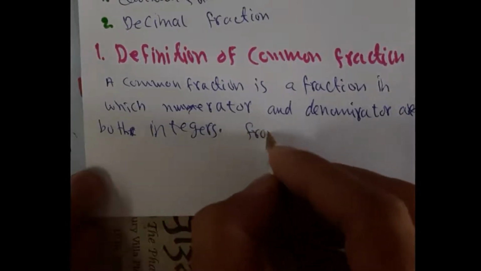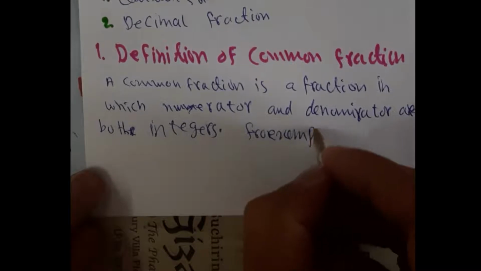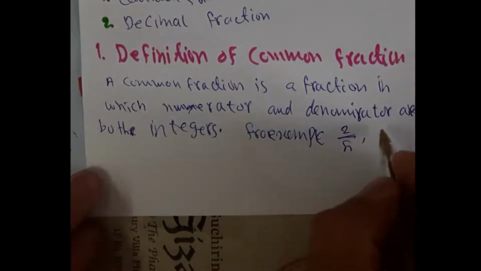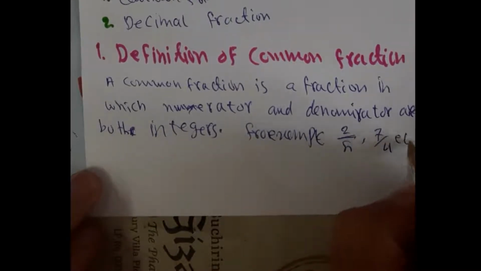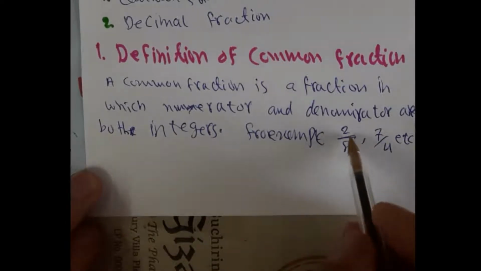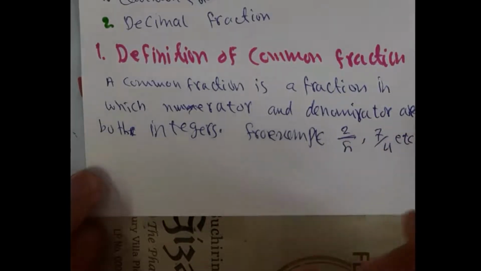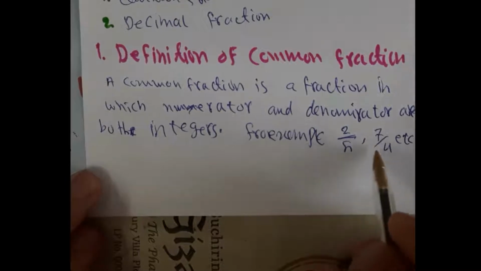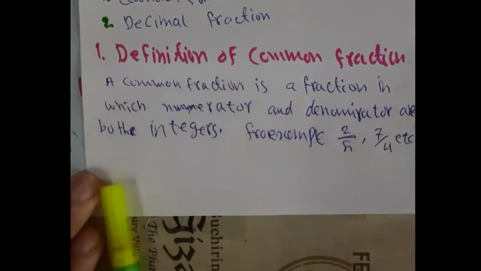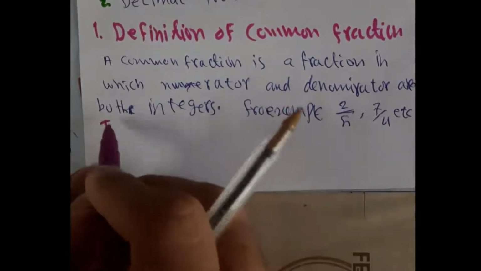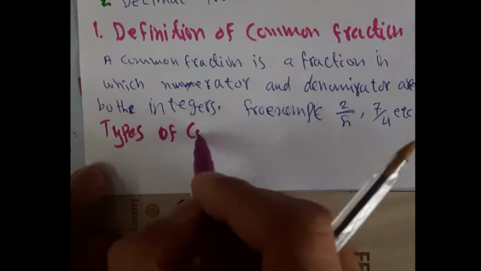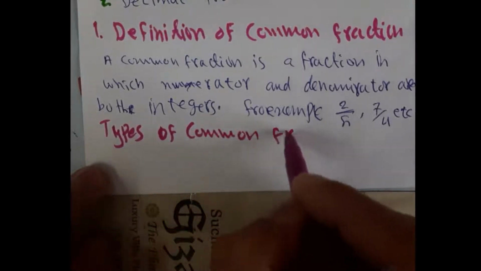For example, 2 by 5, 7 by 4, etc. Those fractions in which numerator and denominator both are integers, natural numbers like 1, 2, 3 and so on, are called common fractions. Here we have types of common fraction.